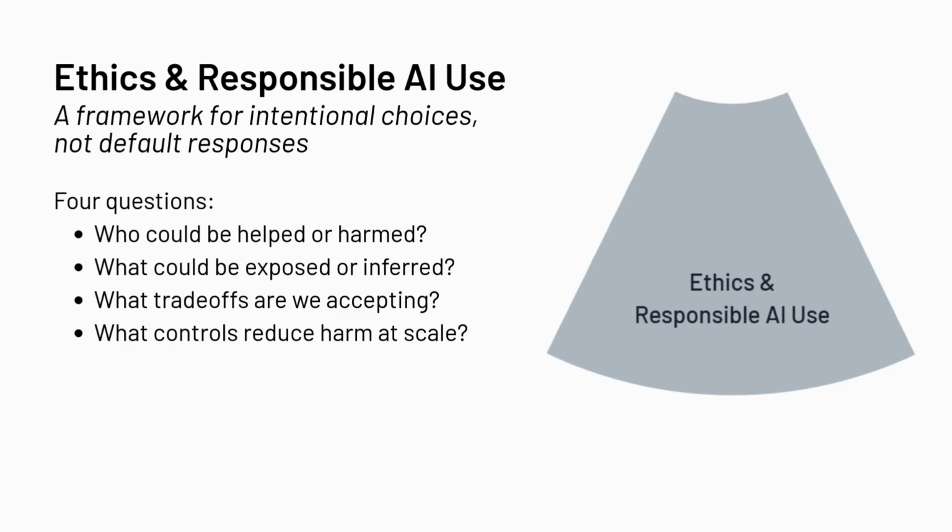We start ethics and responsible use by naming predictable failure patterns, especially bias, omissions, and confident errors. Then we build responsibility that works when people are rushed, tools are imperfect, and information is incomplete. We'll use 4 questions: who could be helped or harmed? What could be exposed or inferred? What trade offs are we accepting? And what controls reduce harm at scale?